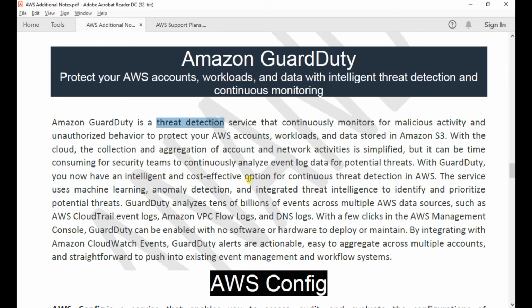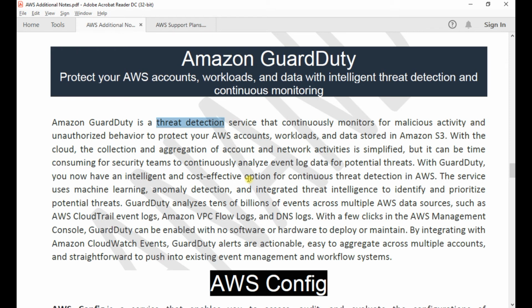So the code needs to be verified, whatever has been uploaded. It is not only a resume upload. Someone asks you to upload a photograph, like on Facebook. Instead of a photograph, you can upload even what we call malicious code, code which misbehaves, and then an account can be hacked. This is what you learn in ethical hacking also. It detects unauthorized behavior to protect your AWS accounts, workloads, and data stored.